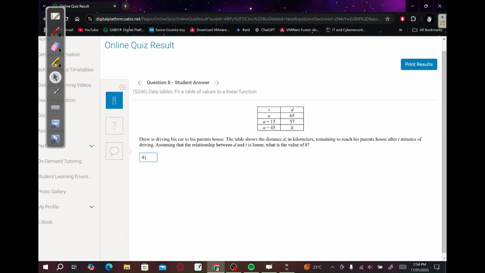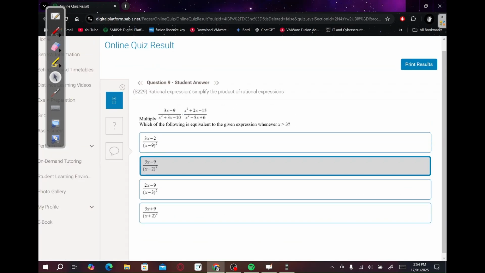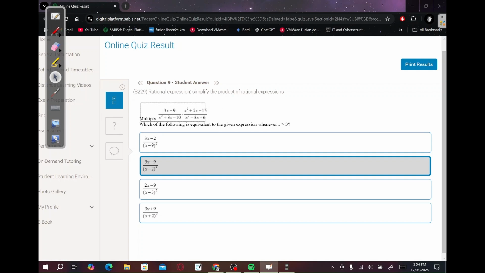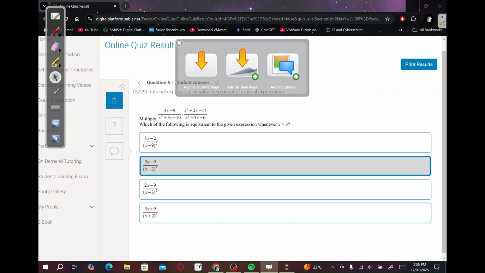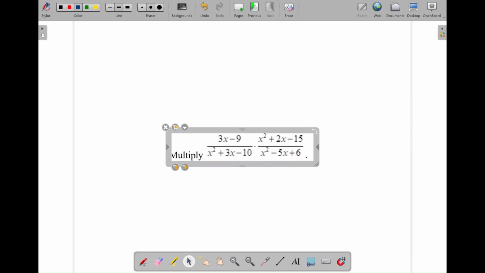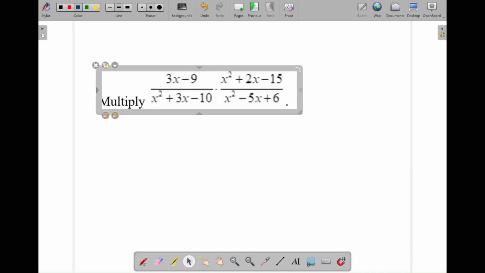Okay, question 9. Multiply. Okay, I'm gonna cut this into its separate thing. So that's a new page. We're gonna leave it like this.